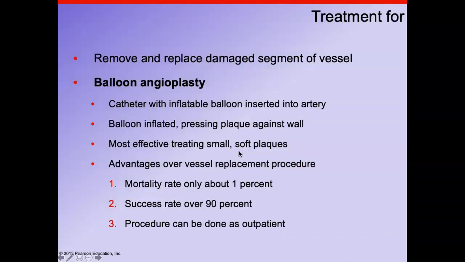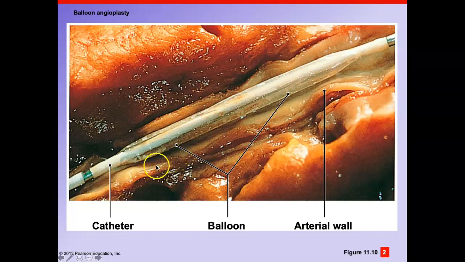So we can remove and replace damaged blood vessels, but what's best is to try balloon angioplasty, and here's a picture of it. They insert this catheter into the artery and then expand it. It expands like a balloon and pushes the plaque outward. It's not removing it, it's just pushing it outward to open up the blood flow, and they could put a stent in here to keep it open.